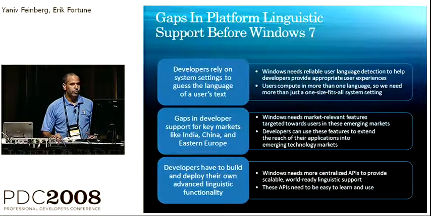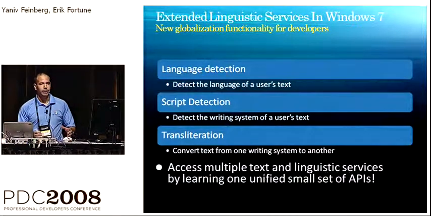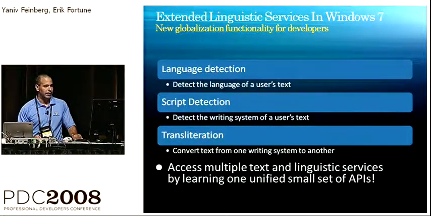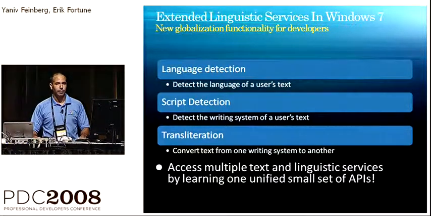So what did we do in Windows 7 based on these gaps? What we provide is a platform that we call Extended Linguistic Services, which provides a small set of APIs, making it simple. And then we look at services that will answer those types of gaps.